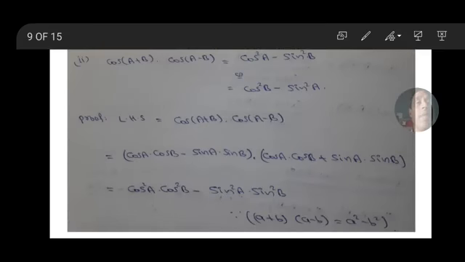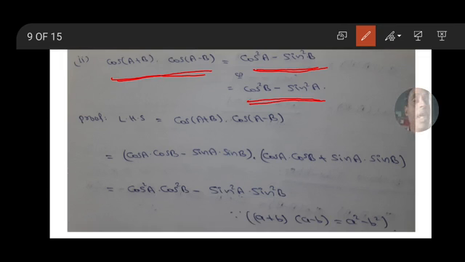cos(a+b) into cos(a−b). Cos(a+b) into cos(a−b) equals cos square a minus sin square b, or cos square b minus sin square a. Here one term is cos and one term is sin. In sin(a+b) into sin(a−b), both the terms are sin square or both the terms are cos square. But here, in cos(a+b) cos(a−b), it is cos square a minus sin square b, cos square b minus sin square a. One term is cos square, the first one, and the remaining is sin square.